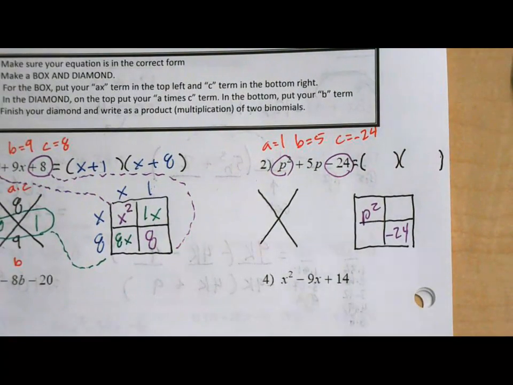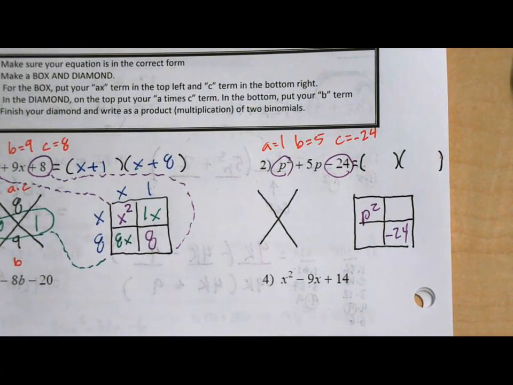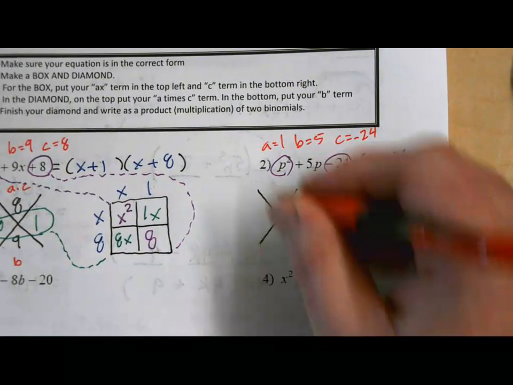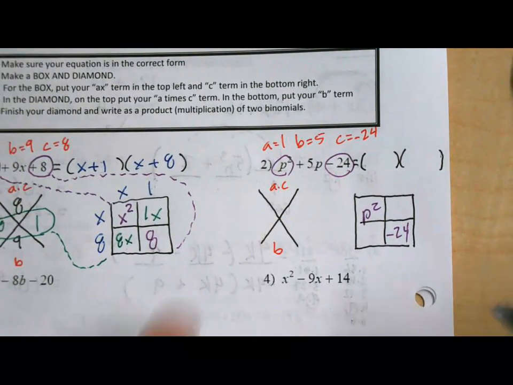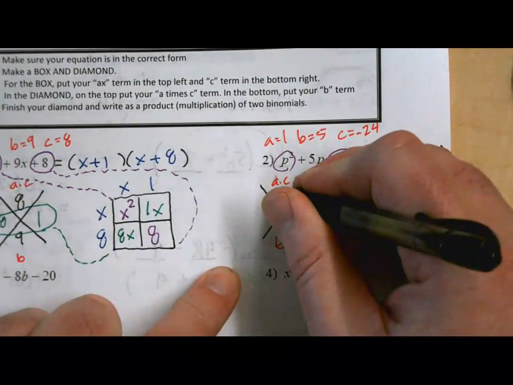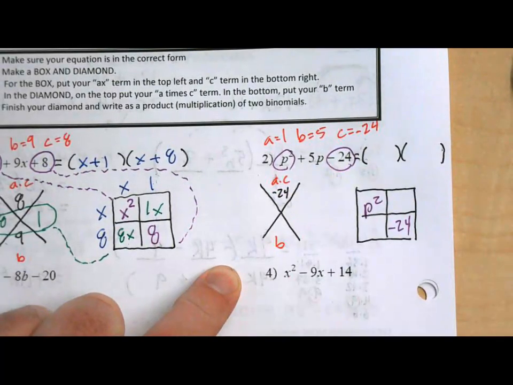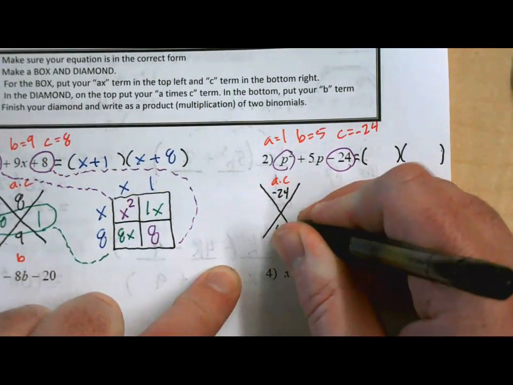All right, let's get that into our X. Do you remember what goes in the top and what goes in the bottom? A times C goes in the top and B goes in the bottom. So I'm going to put A times C. That's 1 times negative 24. And then B goes in the bottom. That's 5.